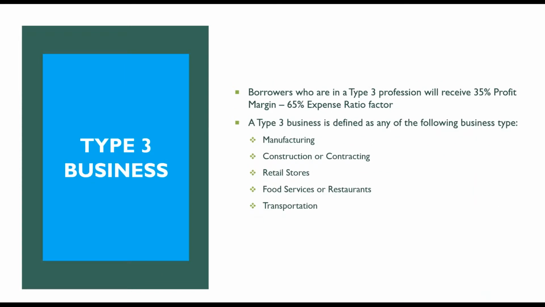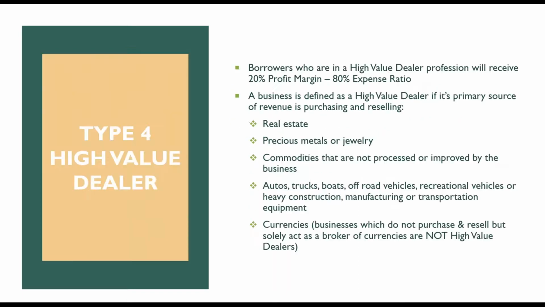Type 3 business profession will receive 35% profit margin with a 65% expense ratio factor. And then the type 4 will receive 20% profit margin with an 80% expense ratio factor. This will be business types in the precious metals or jewelry industry, currency, auto, real estate.